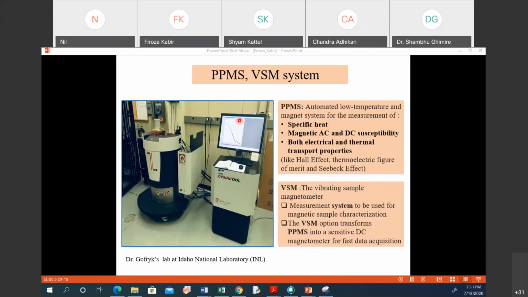As we mentioned before, we have measured the physical properties of the gadolinium-doped antimony telluride in Dr. Goffwick's lab at Idaho National Laboratory. The PPMS is good for measuring the specific heat, magnetization, and electrical and thermal transport properties of any system. It is also equipped with the VSM system, which is used for magnetic sample characterization, and the VSM option transforms this PPMS into a sensitive DC magnetometer for fast data acquisition.